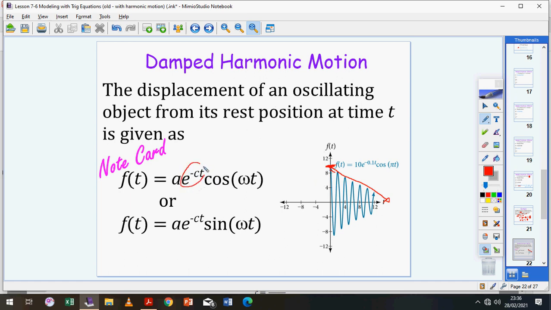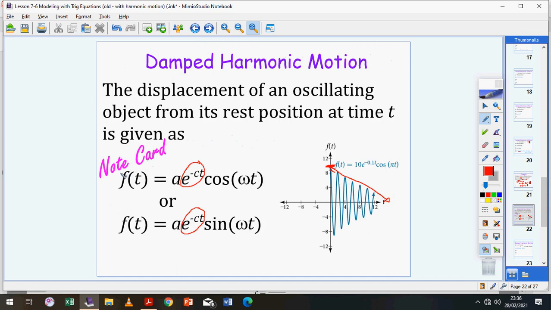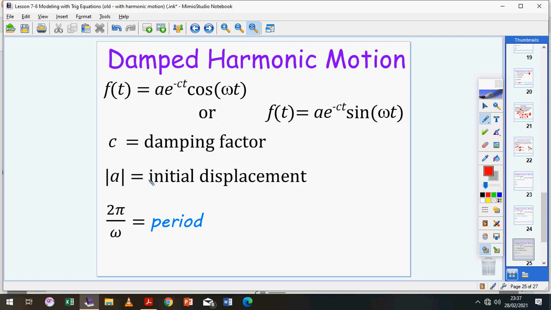So the equation is the same, except for this little factor that's added, this little portion of the equation that's added. And in that portion of the equation, oh, by the way, write this on your notepad. In that portion of the equation, C is called the damping factor. C is called the damping factor. Everything else is the same. A is the initial displacement, and 2 pi over omega is the period.